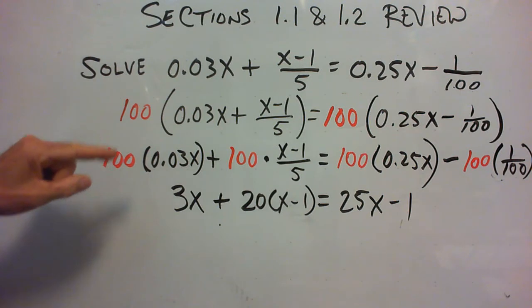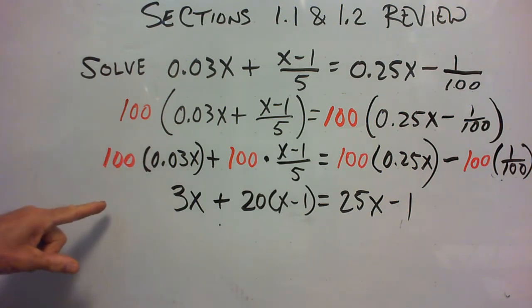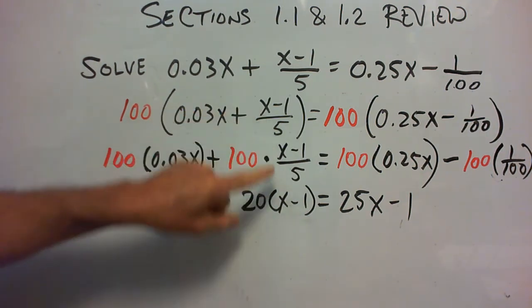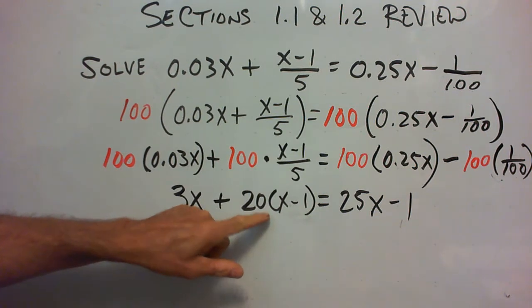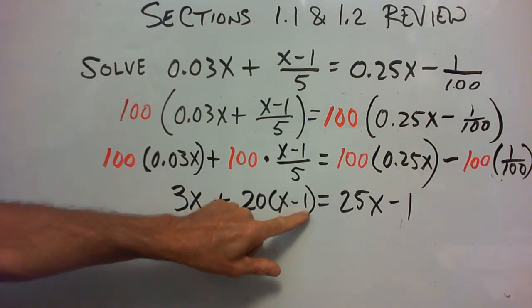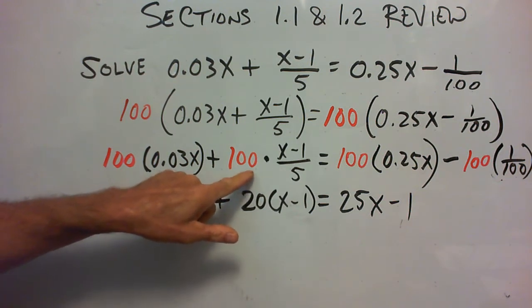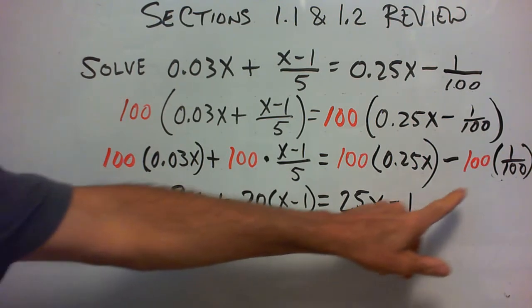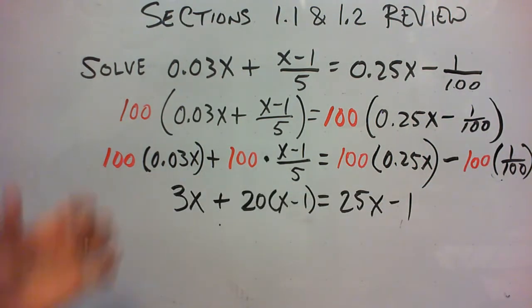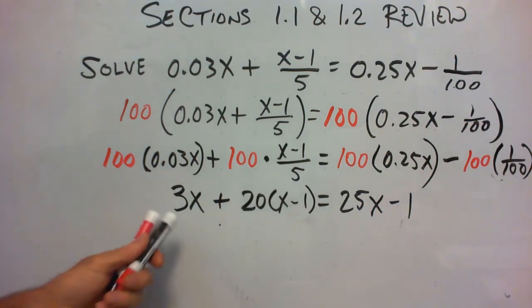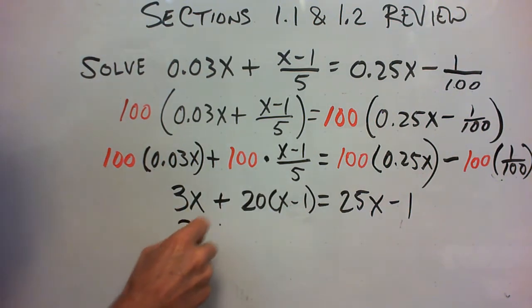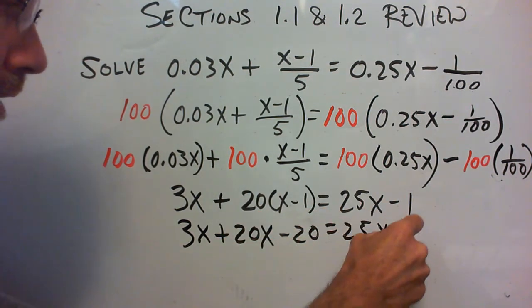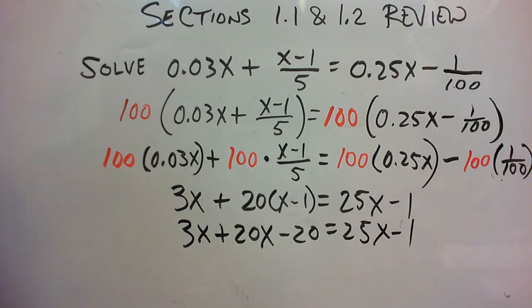So when you multiply through by 100 and distribute, the 0.03x turns into 3x. The x minus 1 over 5 turns into 20 times x minus 1, because the 100 and 5 cancel to give you 20. The 0.25x turns to 25x, and 100 times 1/100th, the hundreds cancel, leaving 1. So again, we get this nice simple equation to solve, and we just distribute correctly and then move all the terms to one side and solve.